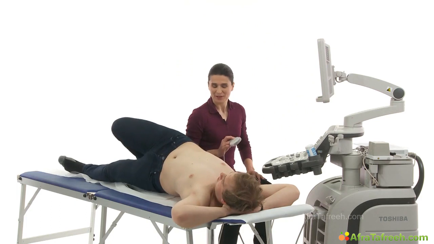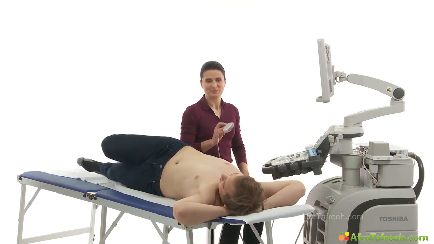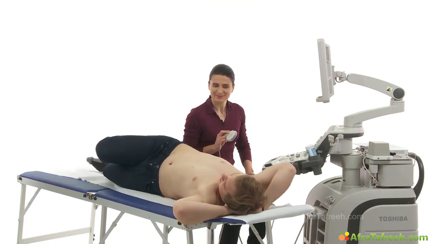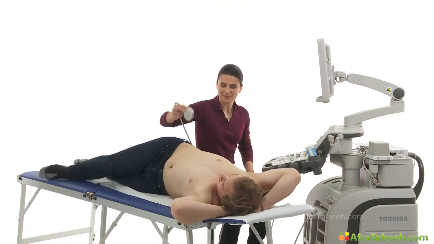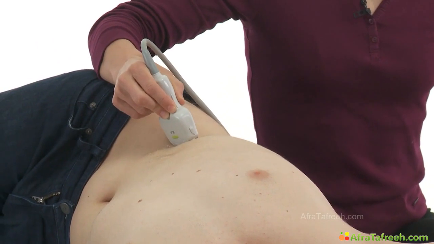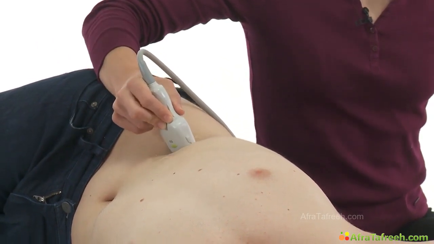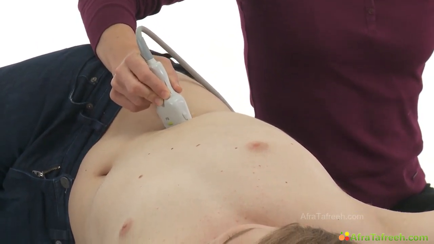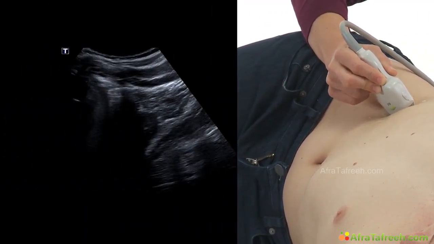For scanning the right kidney in a longitudinal plane, we've got two different approaches. The first one is from subcostally, and it's a lot easier if the patient rolls into a left lateral position. So please turn on your left side. A little bit more, please. Thank you. We place our transducer in a subcostal longitudinal position. And now we take a look at our picture.